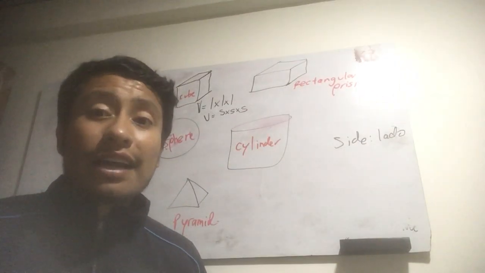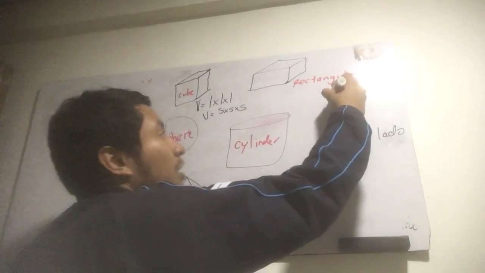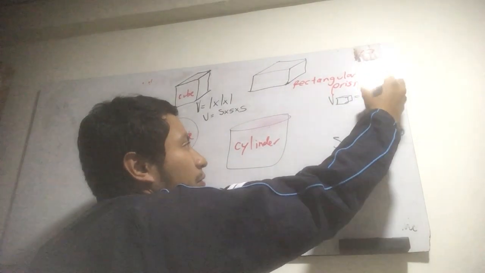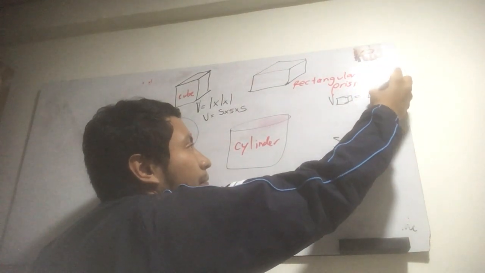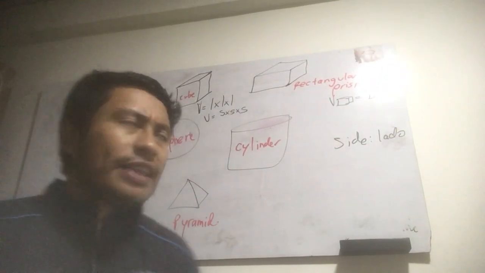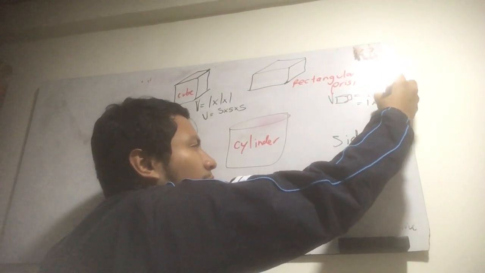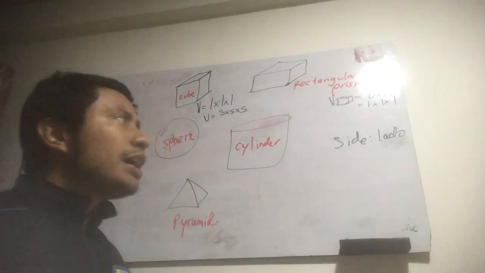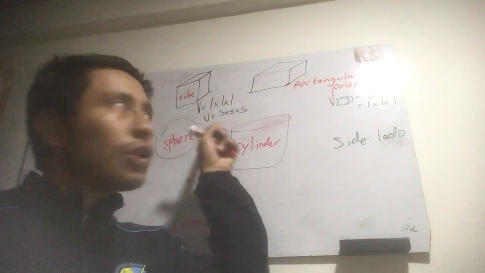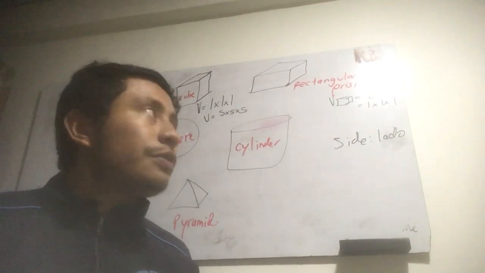Rectangular prism, that is a rectangle in 3 dimensions. So I can calculate the volume of the rectangular prism showing base times height. Teacher, what is the meaning of base or what is height? It's the same as saying side by side by side. That is totally similar to the cube. That is lado por lado por lado. Okay, this is the volume of the rectangular prism.